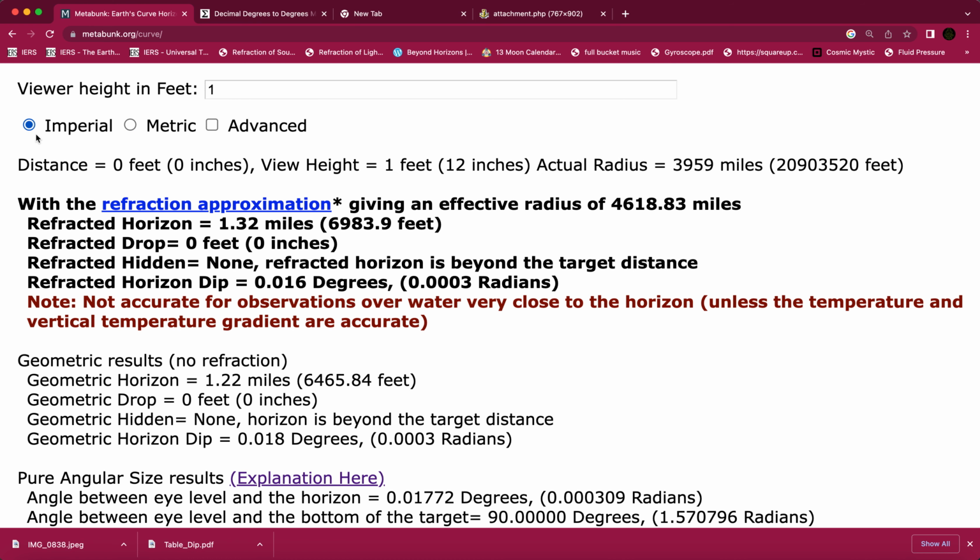We go back there a second. It is 1.32 miles away, because that is based off of triangulation, based off of three straight lines. That's what it's based off of, three straight lines. And this refracted dip is based off of the height of eye of 1 foot down to the waterline, right?